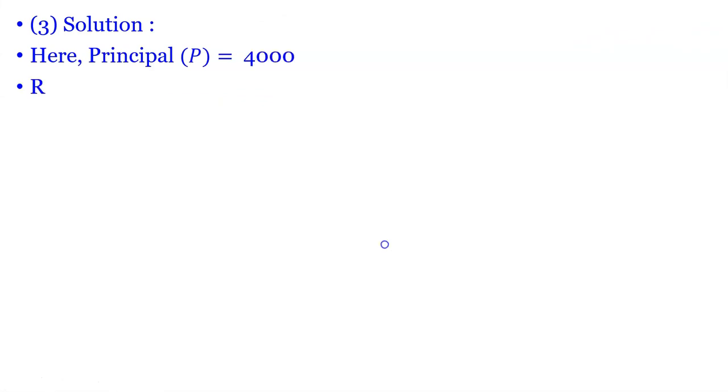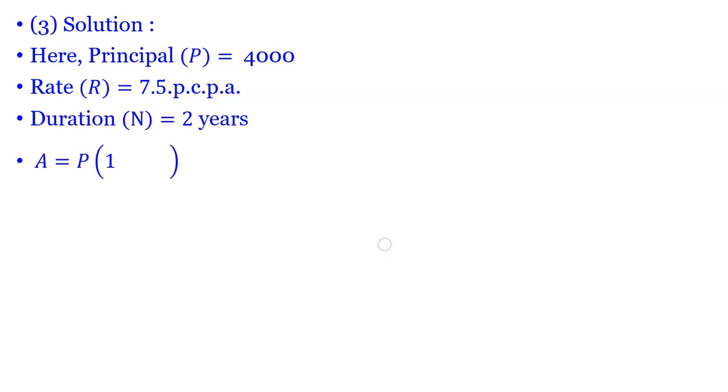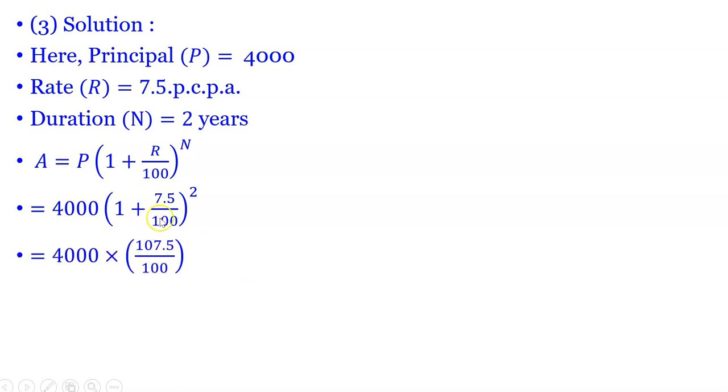Now here principal P is 4000, rate of interest is 7.5% per annum, duration N is equal to 2 years. Again A is equal to P in bracket 1 plus R upon 100 whole bracket to the power N. Substitute the values. P is 4000 in bracket 1 plus 7.5 upon 100 bracket to the power 2. And if you simplify it, then you will get 1 into 100, 100 plus 7.5.